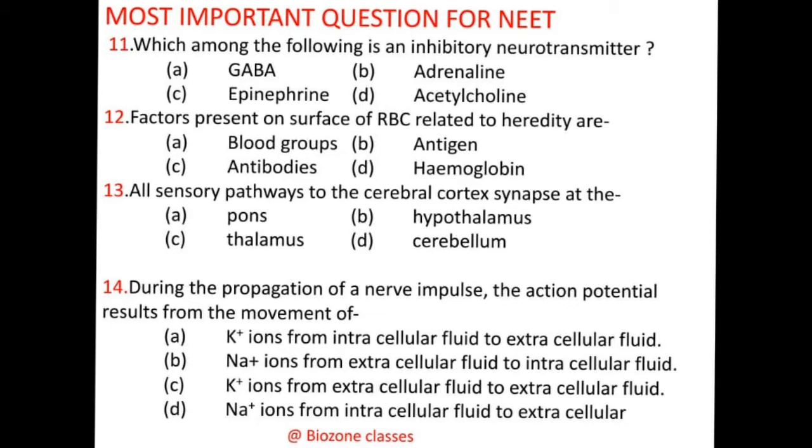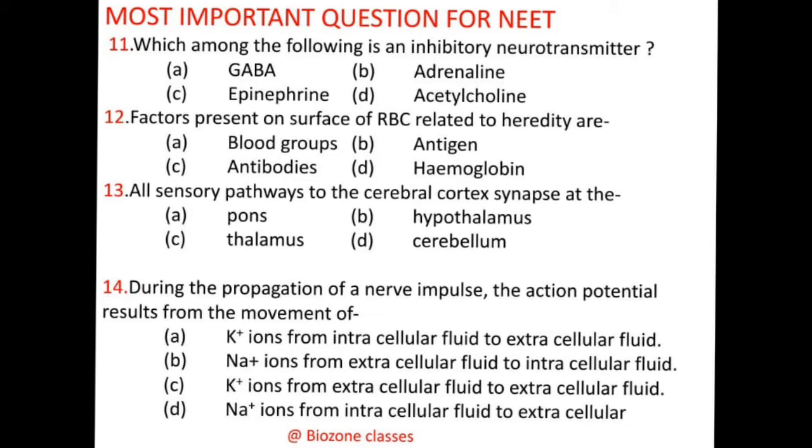Now question number 13. All sensory pathways to the cerebral cortex synapse at pons, hypothalamus, thalamus and cerebellum. So remember the correct answer, pons. Pons is commonly called the gateway of neurons.